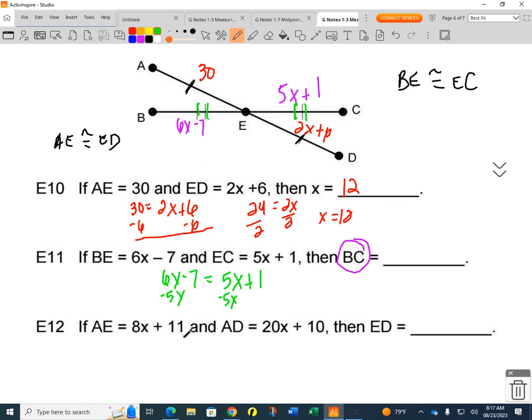All right. So now we're going to have x minus 7 equals 1. We're going to add 7 to both sides. Now we know that x is equal to 8. But they didn't ask us what x was. They asked us what BC was.